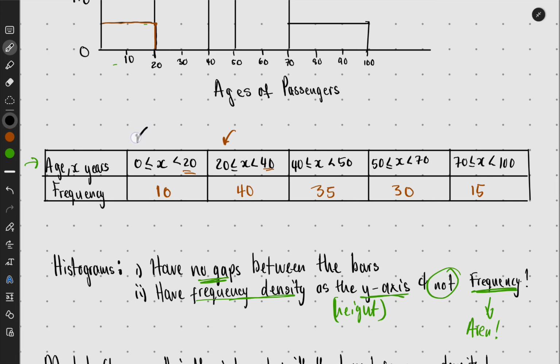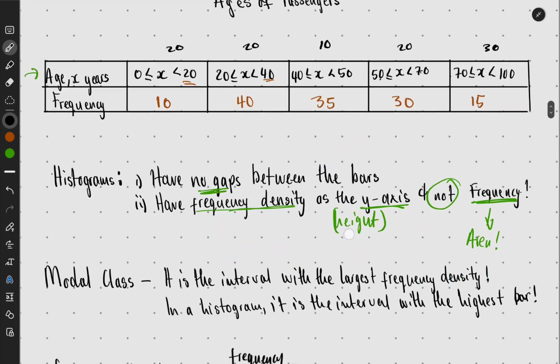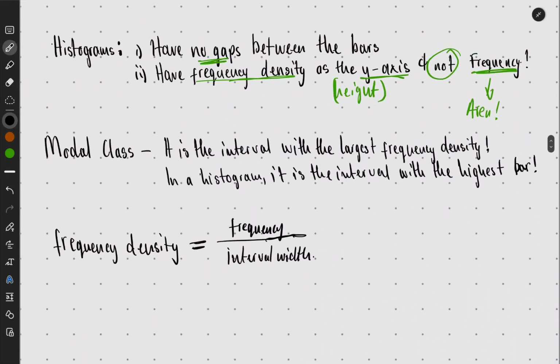So here we know it is from 0 to 20. So we'll say 20 minus 0 to be 20. Then here we'll say 40 minus 20 because it's from 20 to 40. Then here we'll say it's from 40 to 50. So we say 50 minus 40, you get it as 10. Here we'll get it as 20 and 20. Here you say 70 minus 50, you get it as 20. 100 minus 70, you get it as 30. These are the class intervals, okay? If you subtract higher minus lower, this gives you the interval width.